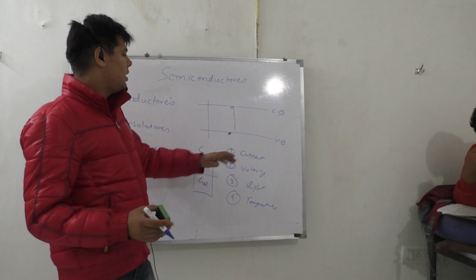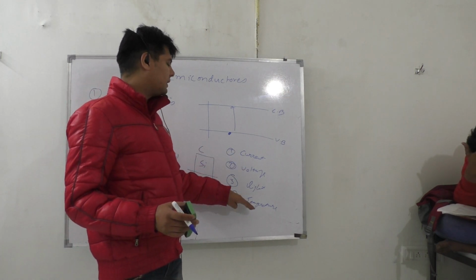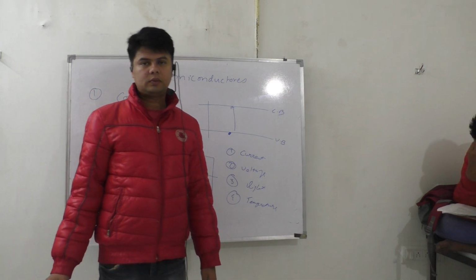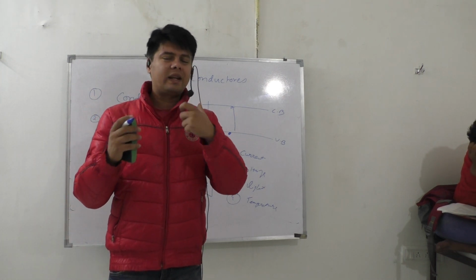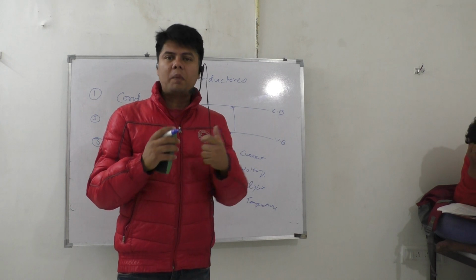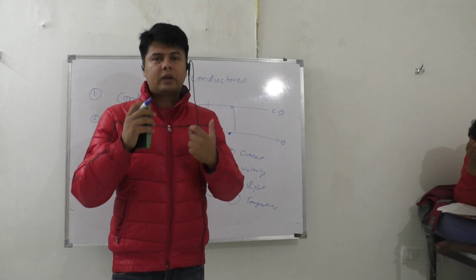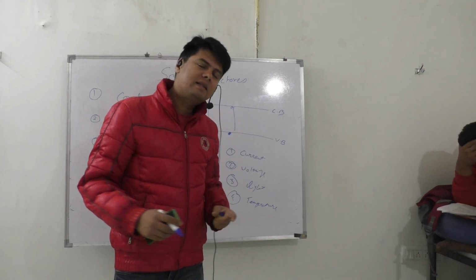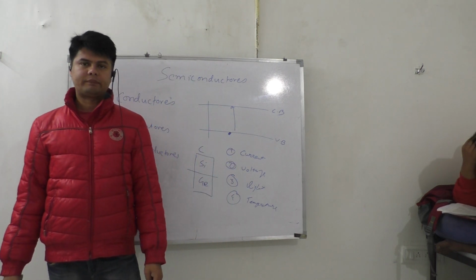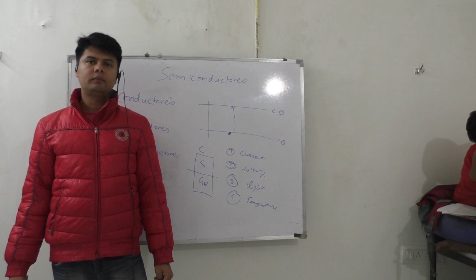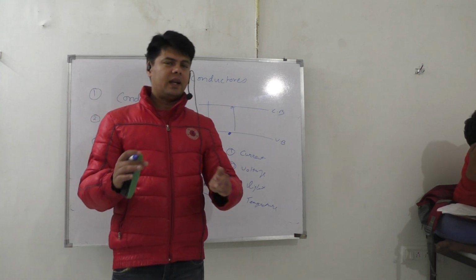So these are the current, voltage, light and the temperature. किसी भी फॉर्म में अगर एनर्जी है और इलेक्ट्रॉन उस एनर्जी के किसी पार्ट को एब्जॉर्ब कर रहा है, सो इलेक्ट्रॉन की टेंडेंसी होती है कि वो वैलेंस बैंड से कंडक्शन बैंड की तरफ क्या कर जाएगा, मूव कर जाएगा. Now the thing is clear.